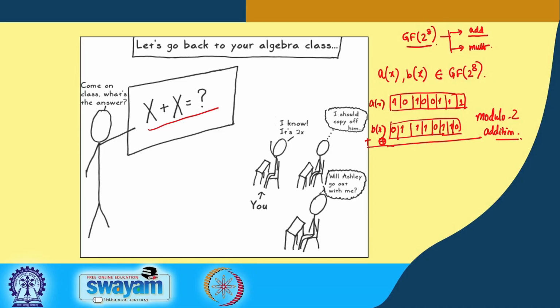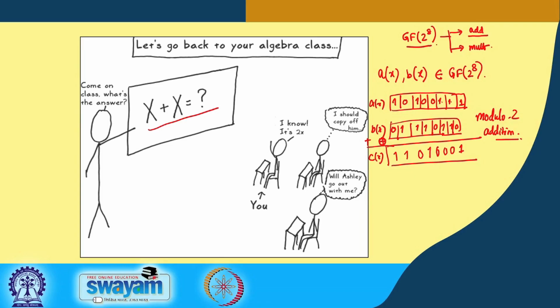So how do I do an addition? I will do a bit by bit addition. 1 XOR 0 will be 1. 1 XOR 1 is 0. 1 XOR 1 is 0, and so on. I'm just doing a bit by bit XOR operation. So 0 and 1 is 1, 1 and 1 is 0, 1 and 0 is 1, and 1 and 0 is 1. This is nothing but Cx, which is the summation of Ax and Bx.